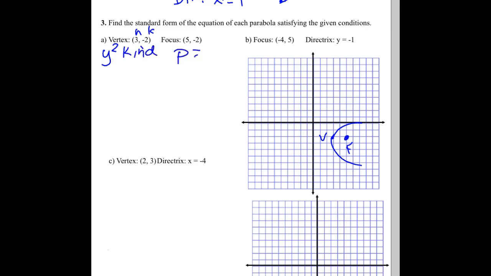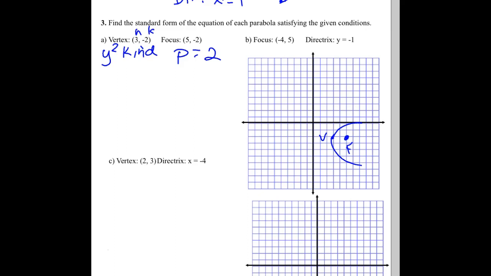And what is the value for p? That directed distance from vertex to focus. How far did we go? We went 2 spaces in which direction? Positive or negative? In a positive direction. So p is a 2. Yes? And that's all I need to write my equation.